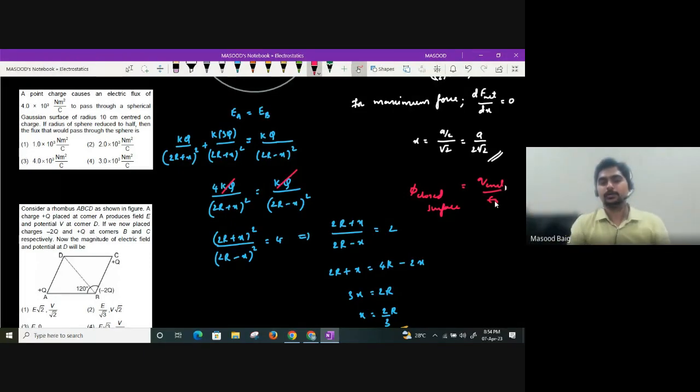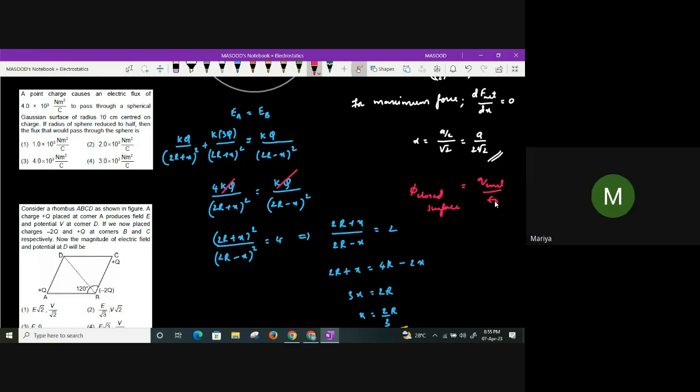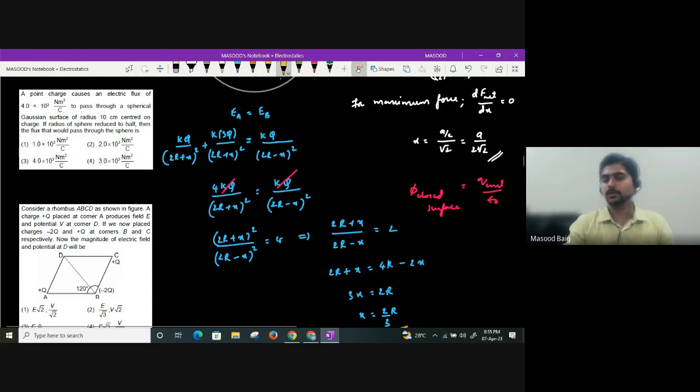Initially, radius is 10 centimeters, it seems, and some charge is placed at the center. Now, radius became 5 centimeters. Is the same charge placed at the center or not? Only radius has changed. Did the charge get changed, guys? No. So whether radius is 10 centimeters or 5 centimeters, charge enclosed in that sphere will be constant. So as charge enclosed is constant, we can say that flux is going to remain the same. So if it was 4 into 10 cube, it will continue to be 4 into 10 cube. Understood?